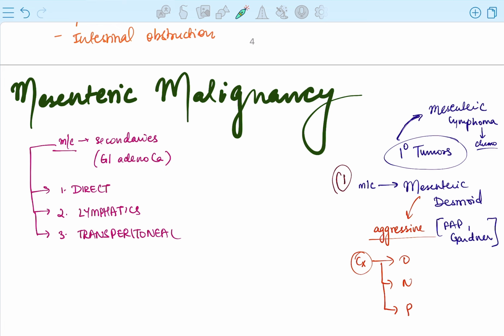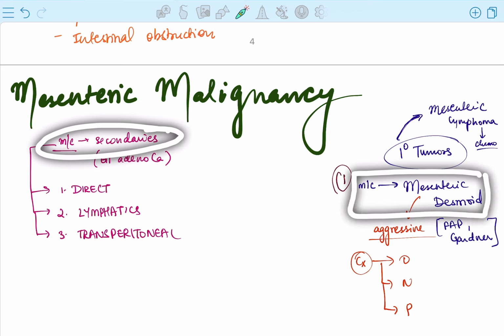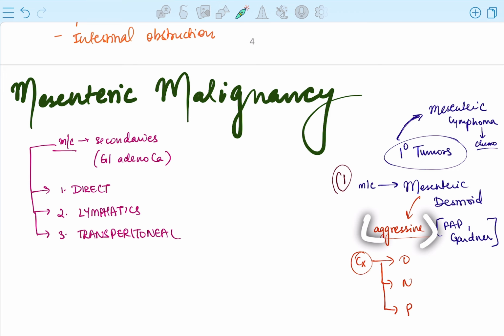So if we talk about the primary tumors, we have two tumors which are primary. First is the mesenteric desmoid. This is the most common primary tumor of the mesentery. Okay, the most common tumor is the secondaries, but the most common primary tumor is the mesenteric desmoid, and it is very aggressive. It is associated with FAP, that is familial adenomatous polyposis, and Gardner syndrome.